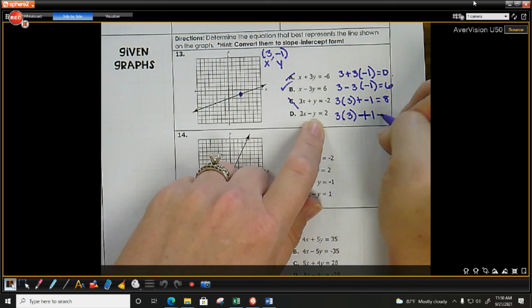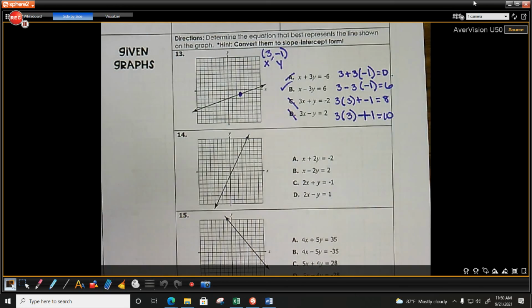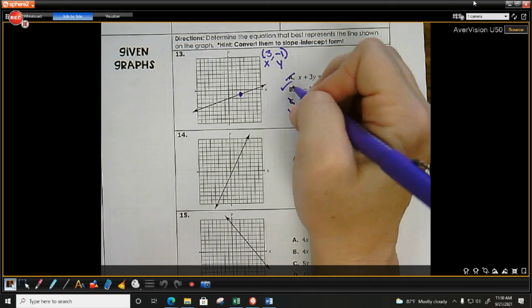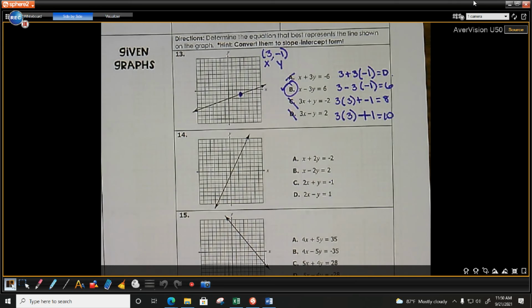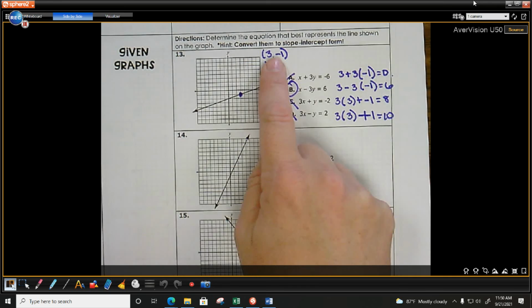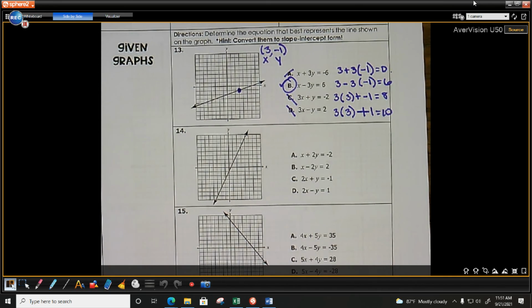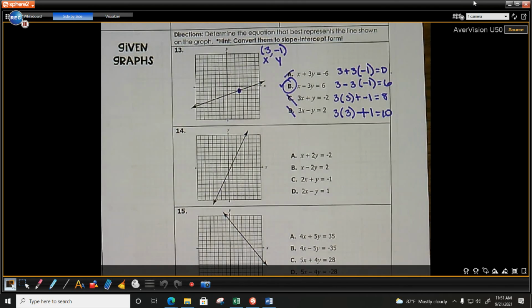So what's the only equation that has the point 3, negative 1 on it? B. Now, if you had more than one answer choice that had this point on it, then you would just choose a different point. Choose another point and see if it satisfies both. It wouldn't. It would only satisfy one. Do we think that process was way faster than solving each of these for y? I promise you it is. Okay, we're going to do one more, guys.